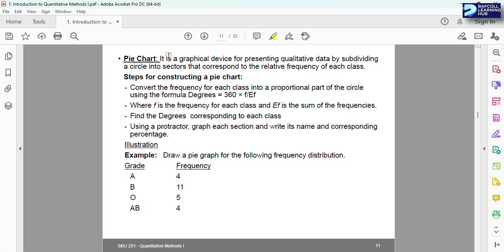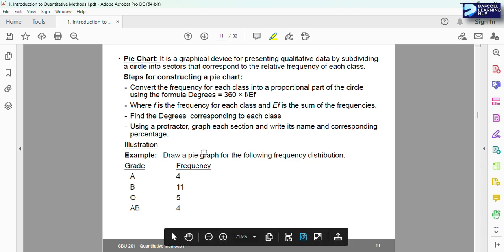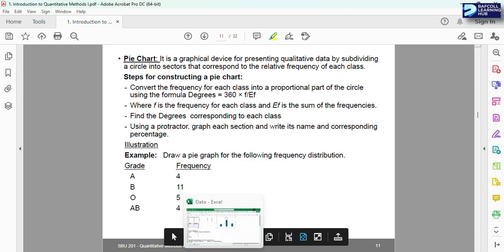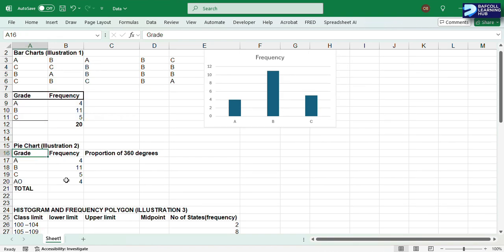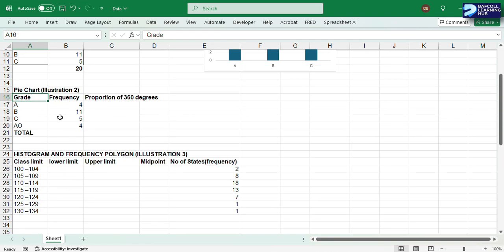Now we move on to the next one, which is a pie chart. The pie chart is also a graphical design for presenting data by dividing the circle into sectors that correspond to the relative frequency of each class. We've also been given this example to present a pie chart for the frequency distribution over here. I think we already have our data here in Excel. This is the one that we're working on for the pie chart.